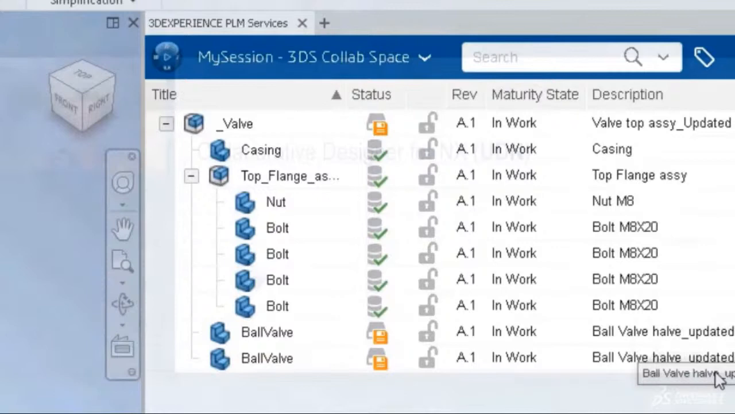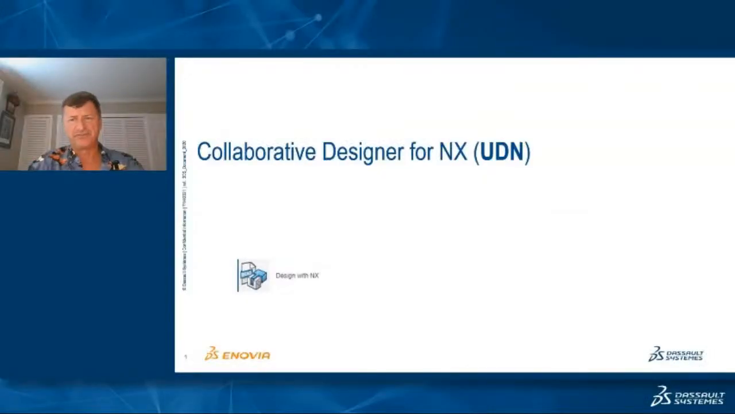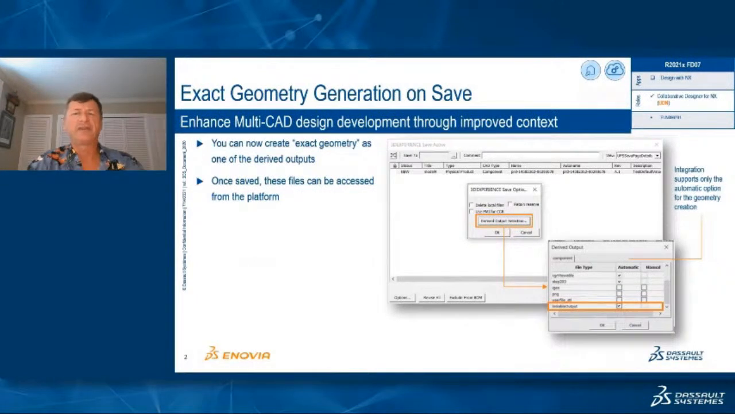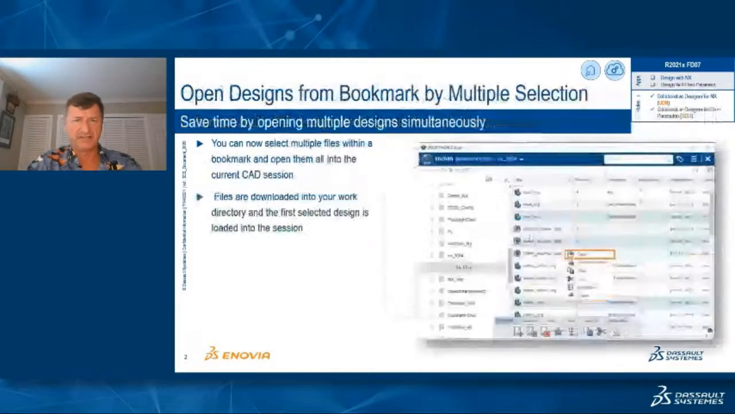For Collaborative Designer for NX, we introduce a number of new features. We can now create exact geometry as one of our derived outputs, which allows it to be utilized by a number of applications on the platform, such as the 3D Product Architect.